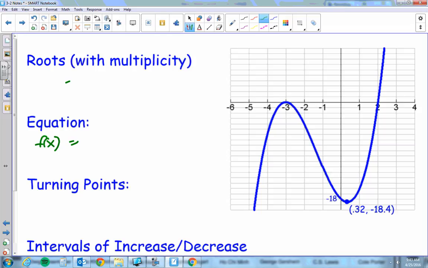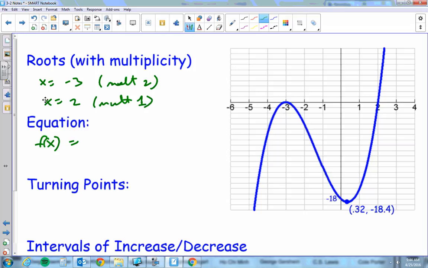Negative 3 and 2. And then their multiplicities are easy. Here, since it touches, it just bounces off. You know it's even multiplicity. So multiplicity of 2. And technically, it could be 2, 4, 6, 8. We'll go with the smallest possible, so 2. And then here, it crosses linearly, so that has a multiplicity of 1. And listen, as far as listing the roots, if you want to put x equals negative 3, x equals 2, you can. You can just put the numbers. They are x values, of course.